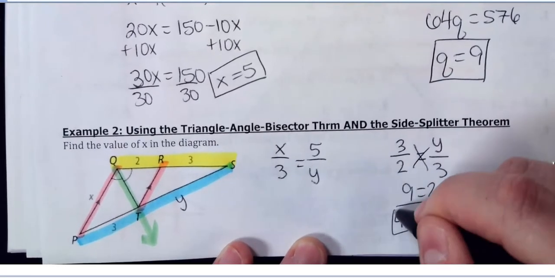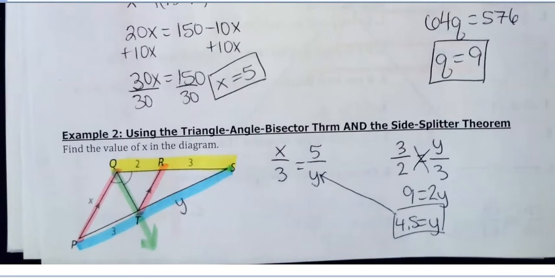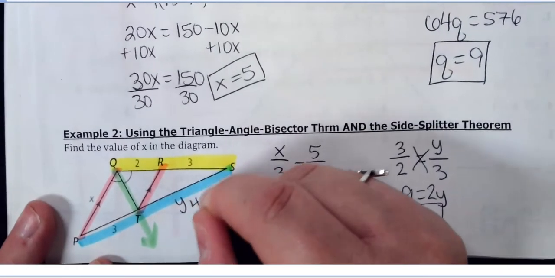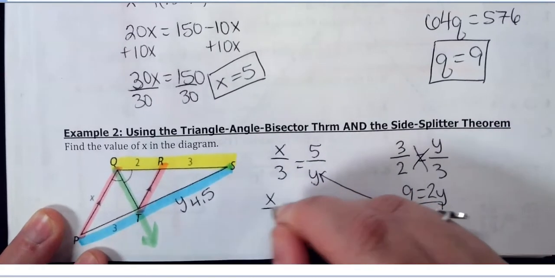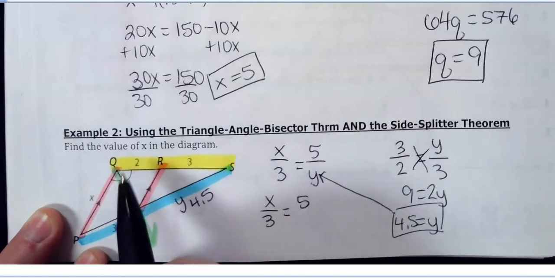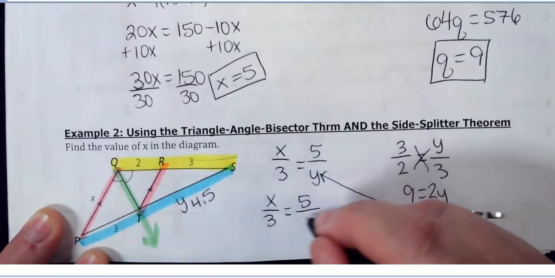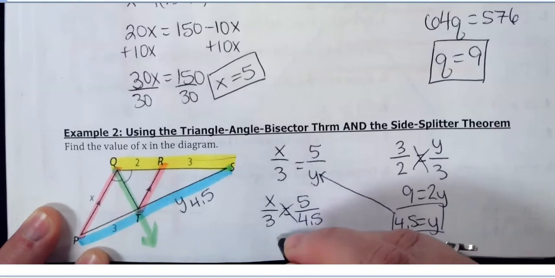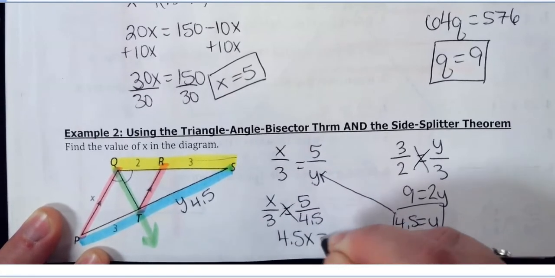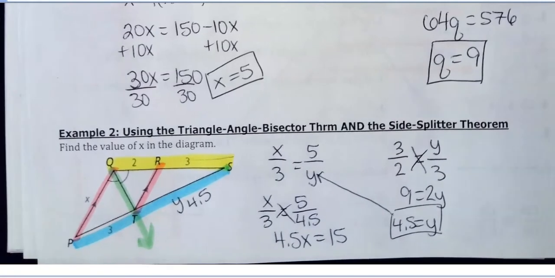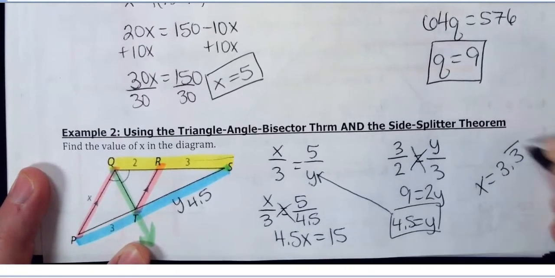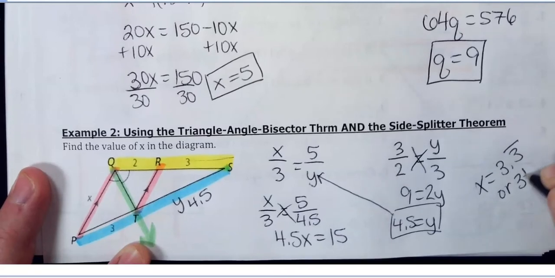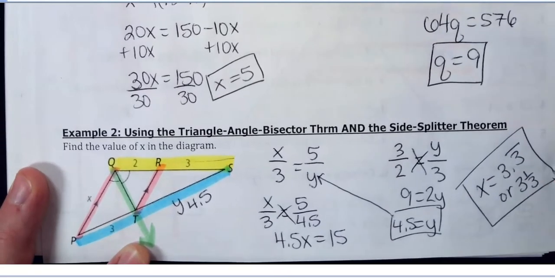Now I can just plug that back in, and now I'm using the triangle angle bisector. I know this is 4.5 based on using the side splitter real quick. So I'd have x over 3 is 5. That whole side, 2 plus 3, is 5 over 4.5. So cross multiply here, I'm going to get 4.5 times x. 5 times 3 is 15. And so I'm going to take 15 divided by 4.5. And I'm going to get x is 3.3 repeating. Or if you remember, 0.3 repeating is 3 1/3.